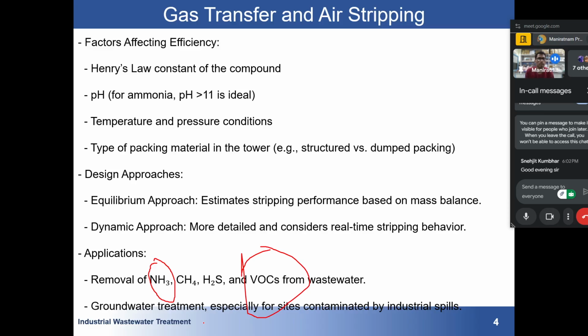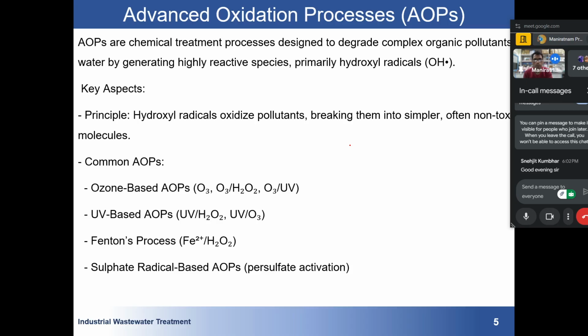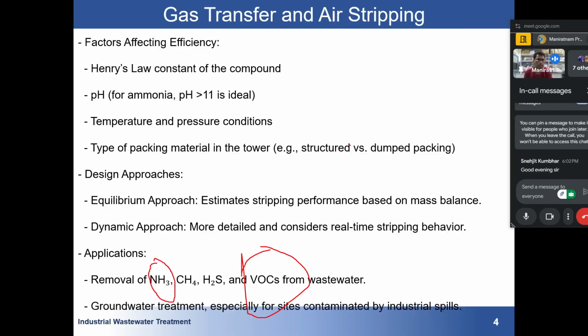Suppose there is a factory producing some kind of ammonia. If that ammonia is released, there are high chances that it might get dissolved in water, and then that water is not suitable. Then we have to treat it, and we go through this concept of gas transfer and air stripping. So this was all about gas transfer and air stripping.